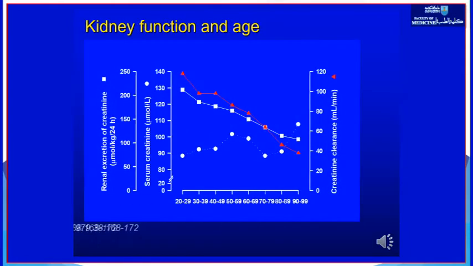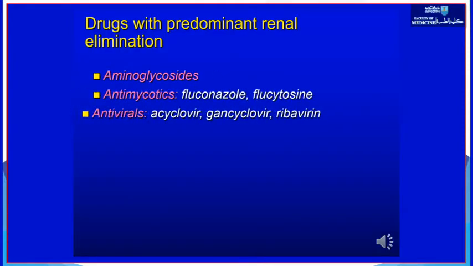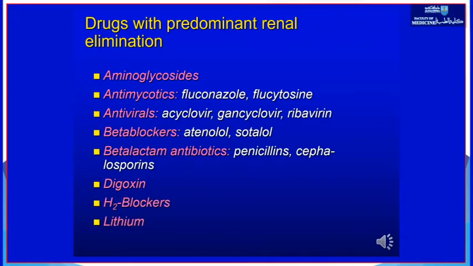This graph shows very nicely the decline in kidney function with age. So beware of drugs with predominant renal elimination, such as the aminoglycosides, the antimycotics such as fluconazole, and antivirals, which are commonly used in the elderly, especially immune-compromised elderly during the winter months, for diabetics that have herpes zoster, so we use acyclovir, ribavirin, beta blockers such as atenolol, beta-lactam antibiotics such as penicillins and cephalosporins, digoxin, H2 blockers, and lithium.